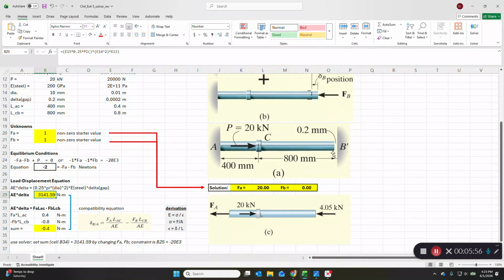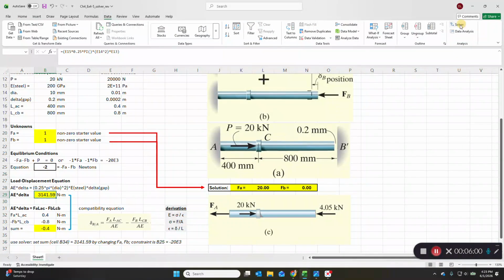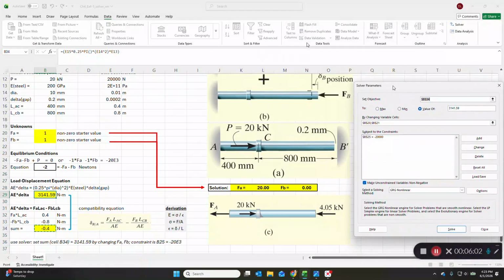So now we can use Solver. We'll go to Data, Solver, and we have our pop-up window that comes up. And our objective is to set the sum here in cell B34 equal to 100 pi.